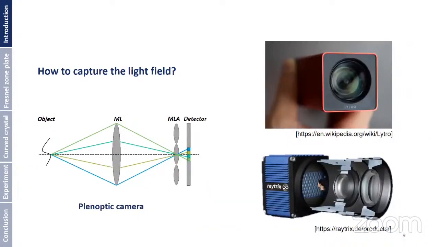It consists of a main lens and a micro-lens array. The micro-lens array is inserted in front of the detector. And compared to the first two options, the plenoptic camera is more compact and is able to capture simultaneously the spatial and angular information of light field.